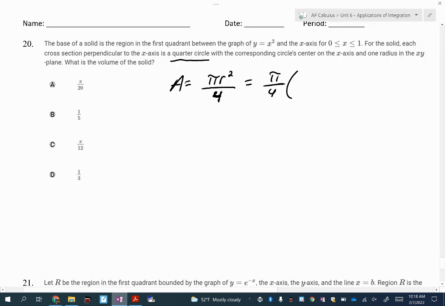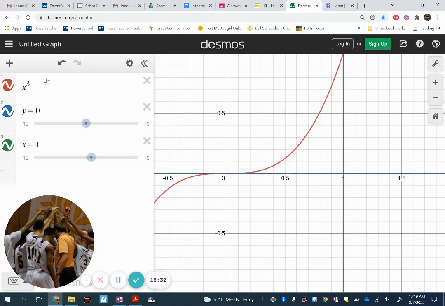So when you're doing this, we're looking at, you know what, I didn't even sketch it. Let me sketch it first and kind of show you what I'm talking about. So let me sketch x squared and the x-axis from 0 to 1. So very similar to the last problem. Don't need to change really a whole lot. So let me change this to x squared.